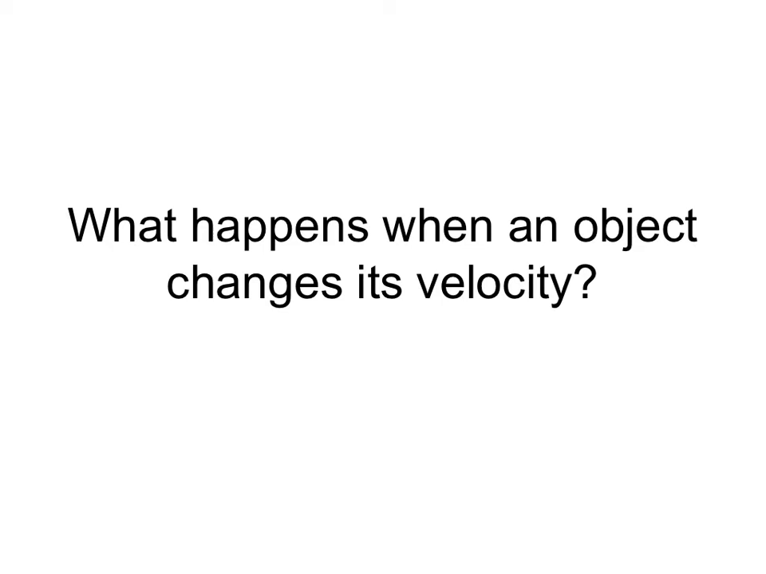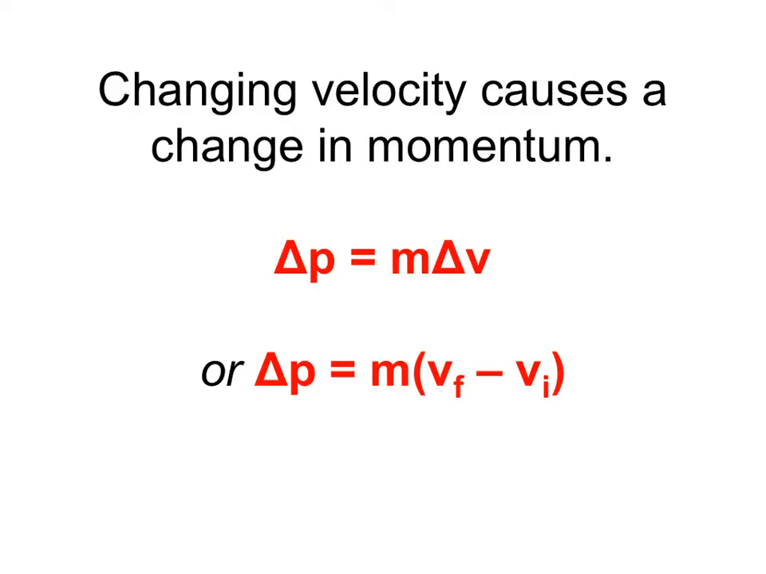But what happens when an object changes its velocity? How does that change the momentum? Well, in this case, a change in velocity causes a change in momentum. So we have delta p, or our change in momentum, is equal to the mass times the change in velocity. Or another way to say that would be that the change in momentum, delta p, is equal to the mass times Vf minus the Vi, our change in velocity.